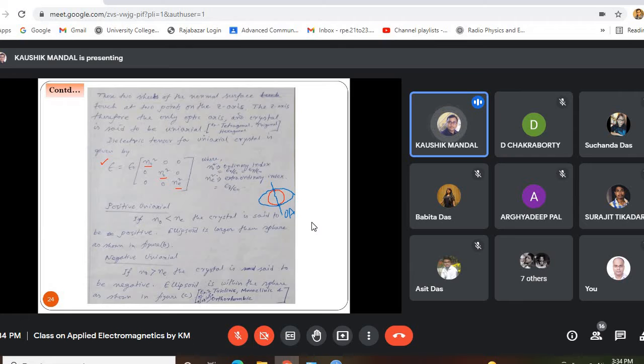Now this, as we have considered that nx equal to ny equal to no, that no is representing the ordinary index, and for ne, the refractive index nz, that has been considered as nz equal to ne, it is called the extraordinary index. Why it is called ordinary and why it is called extraordinary, that will be clear when we will discuss the wave propagation or light propagation through a uniaxial crystal.